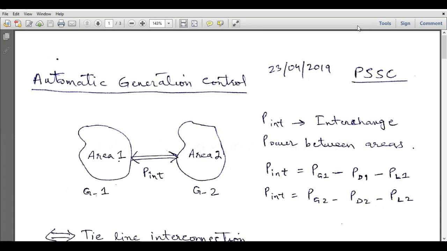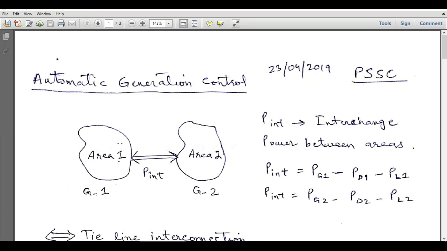This lecture is part of the lecture series on power system operation and control course. And in this lecture, I will explain the automatic generation control, which is abbreviated as AGC. So, the automatic generation control actually defines the variation of frequency with respect to the change in load or change in power generation of a generator.